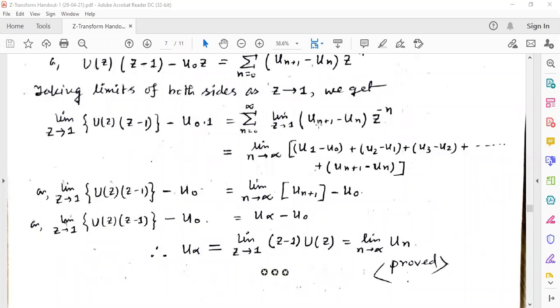Putting n equal to 0, it will be u1 minus u0. Putting n equal to 1, it will be u2 minus u1. Putting n equal to 2, it will be u3 minus u2. Okay? Understood, sir.